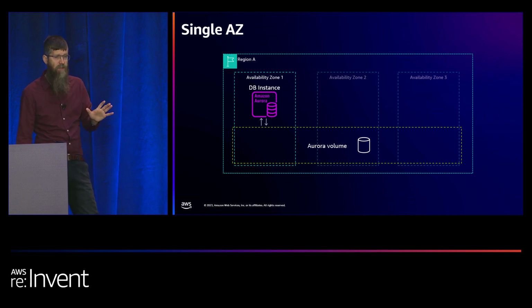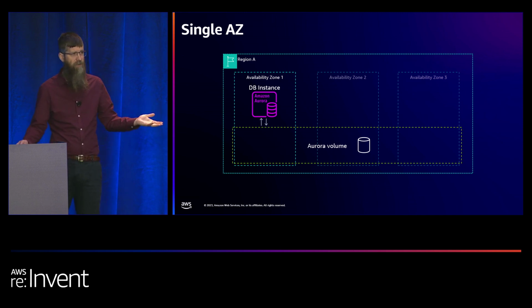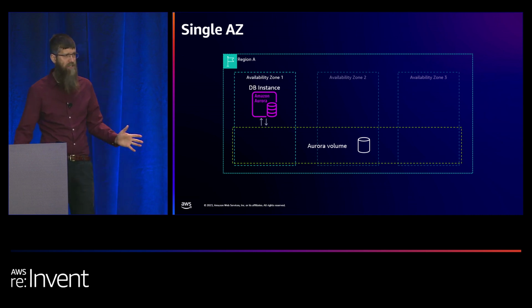So that volume, it's elastic in performance. It will just give you as much performance as you need. You don't have to worry about provisioned IOPS. And it's also elastic in size. It will scale up and down up to 128 terabytes according to the need of your database, right?